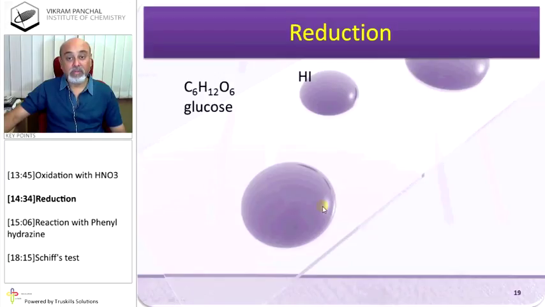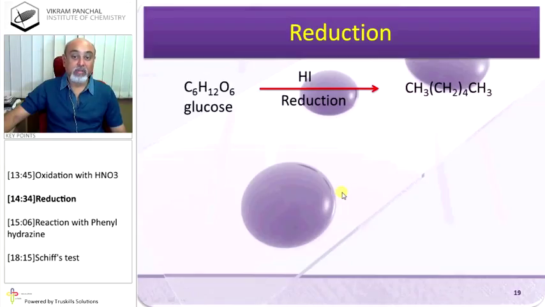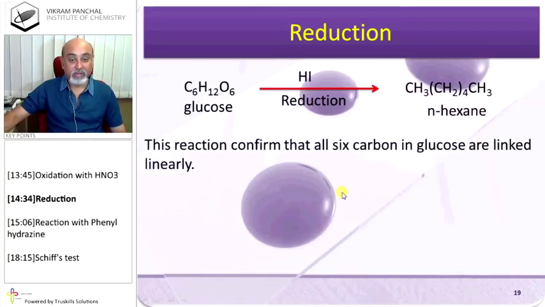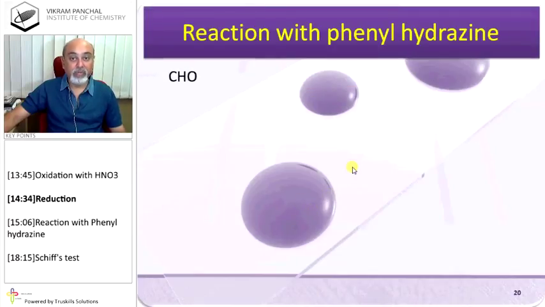Reduction of glucose with HI. On reduction of glucose with hydroiodic acid gives linear normal hexane, and it suggests that there are 6 carbons in glucose which are linked linearly. So glucose is an open chain compound, it has a CHO group, it has a CH2OH group, it has 5 OH groups.